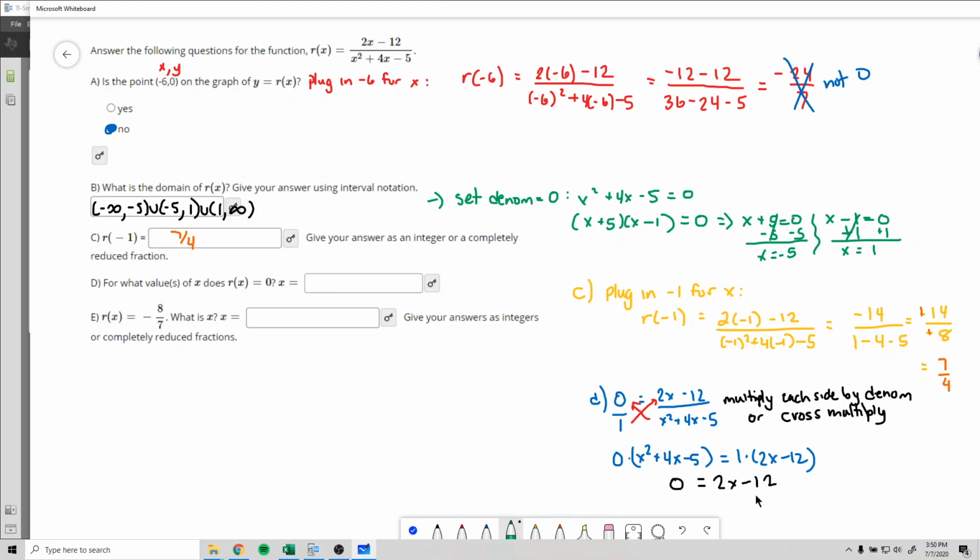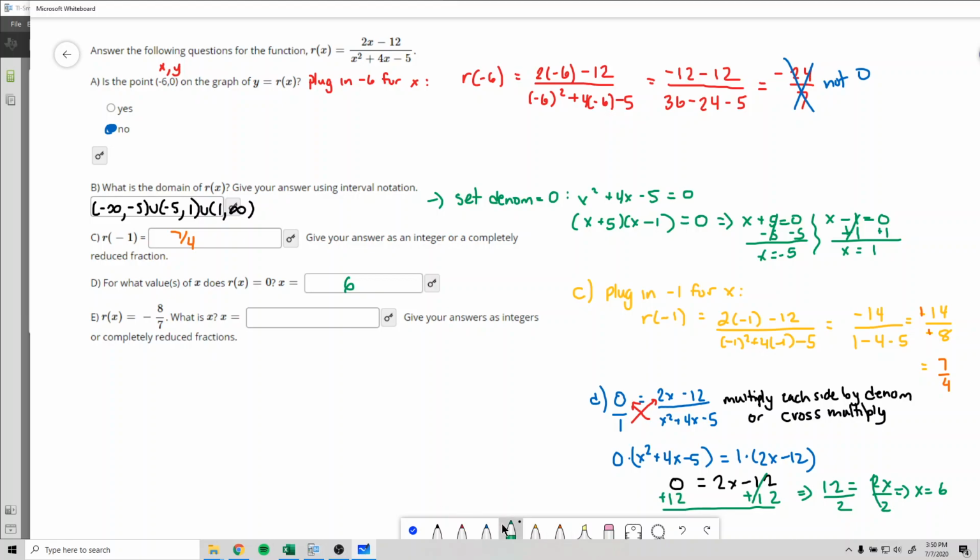And now we can solve for x. Add the 12 to each side. So we got 12 on the left, 0 plus 12 is 12. And on the right, we got 2x. And then divide each side by the 2. And we get x equals 6. So for what values of x does r of x equal 0? The answer is just 6.